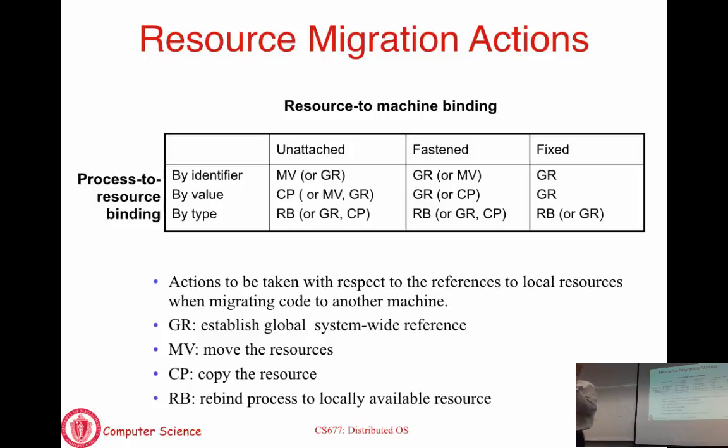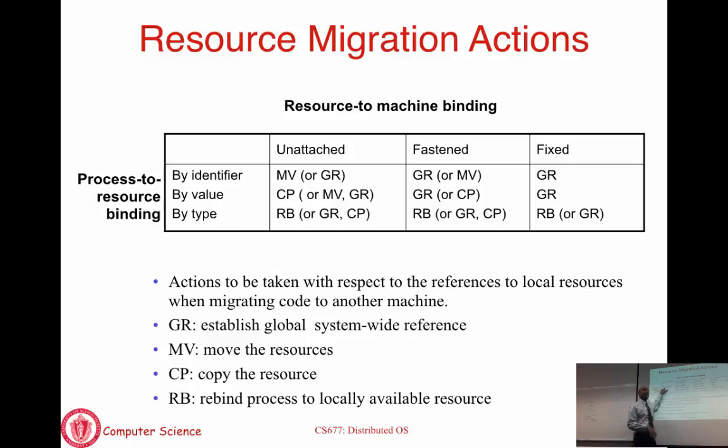Okay, so the type just says printer. You will essentially say rebind is always an option in this row, as you will see RB appears everywhere. So if it's by type, why even bother doing anything? Just find another local resource and substitute it. If there's another printer attached to machine B, use it. It doesn't matter that it's not the same HP printer. If it's a different model, who cares? So you'll see that rebind is always going to be there here.